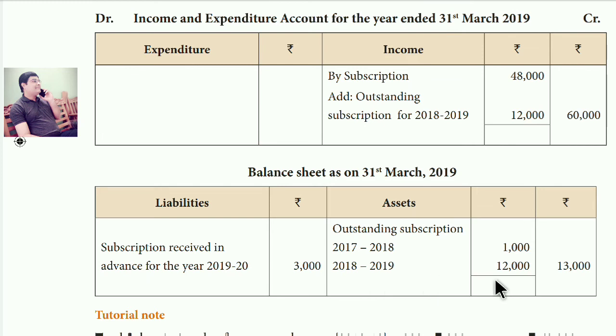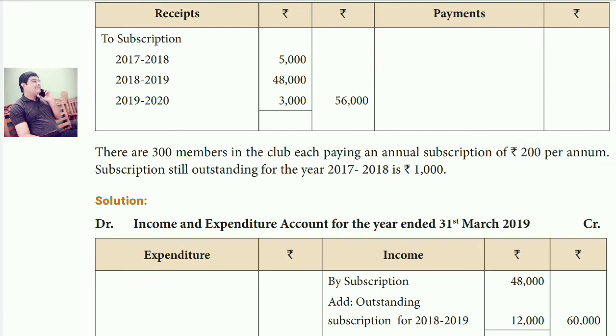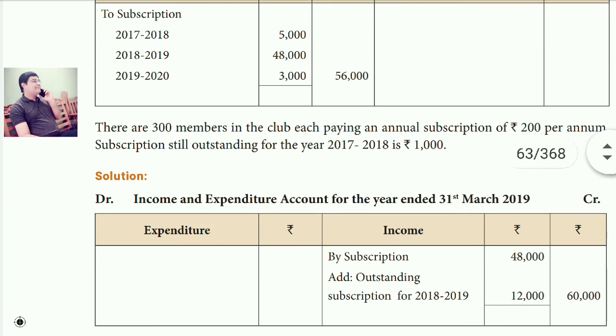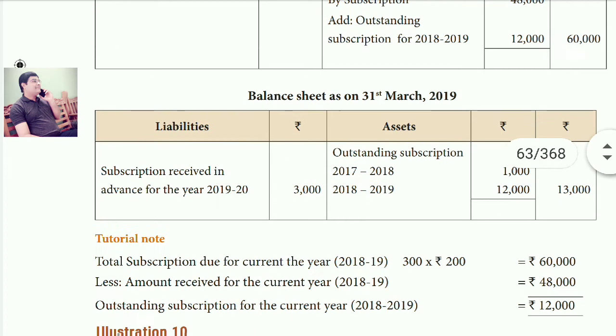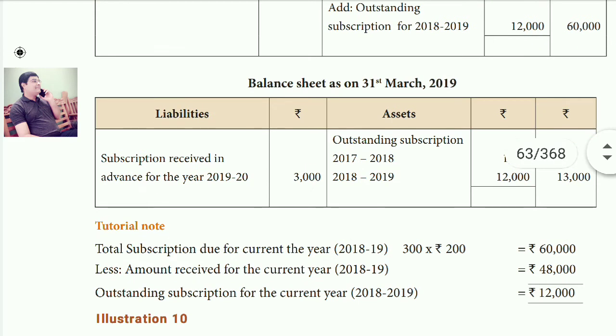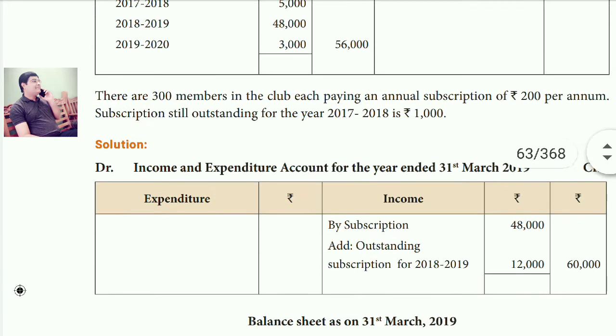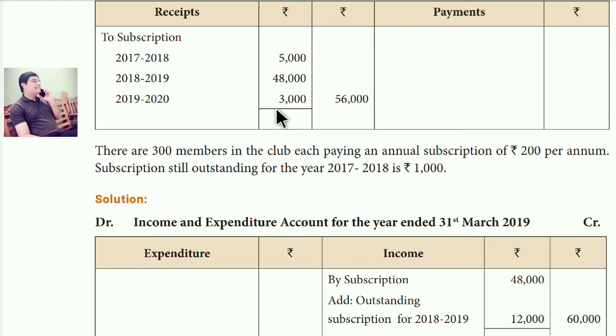Now see the answer. The subscription still outstanding for the year 17-18 is rupees 1,000. This is the previous year subscription, which is outstanding, and it will come on the asset side. So 1,000 rupees will come on the asset side. 1,000 plus 12,000 is 13,000. Now what about this advance? Where has this 3,000 rupees come from? See the question. This 3,000 we have to write on the liability side as subscription received in advance.